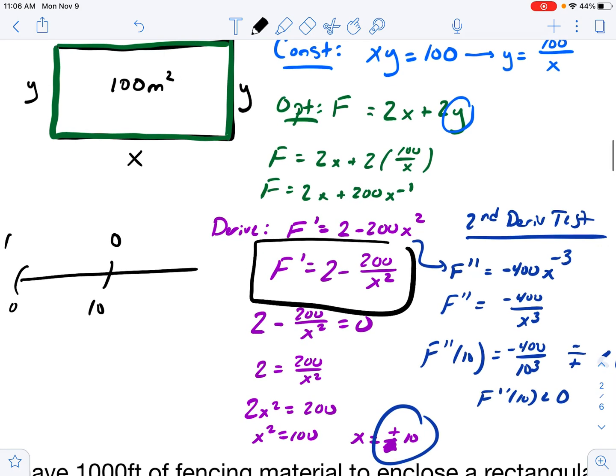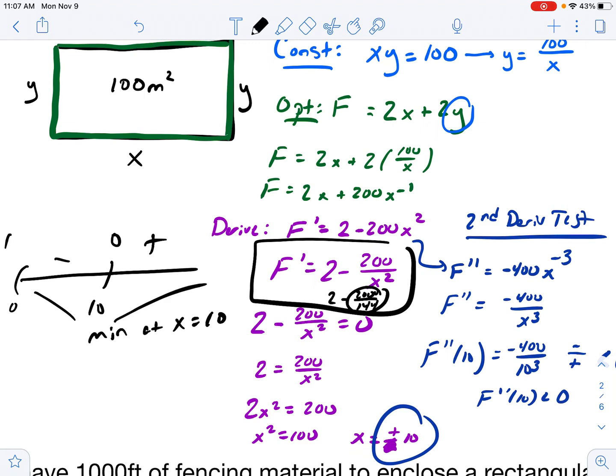And if I take a number less than 10, like 1, I'm going to get 2 minus 200 over 1. That's negative, so we're indeed decreasing. So it's looking like a min. If I plug a number bigger than 10 in there, like 12, let's see, 2 minus 200 over 144. That's a fraction less than 2. 2 minus that will be positive. Okay, so we definitely have our min at x equals 10.